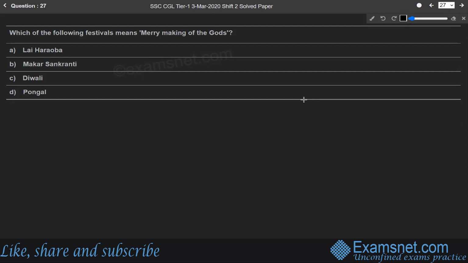First festival is Lai Harauba. It is a very popular festival which is celebrated by a community which is called Meeti community. And this festival is celebrated to please a sacred tree which is named as Umang Lai. Lai Harauba is celebrated in the state of Manipur in the month of May. And do you know what it means? It means merry making of the god.